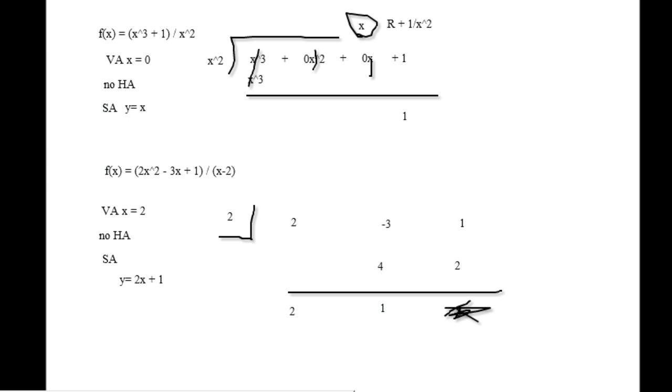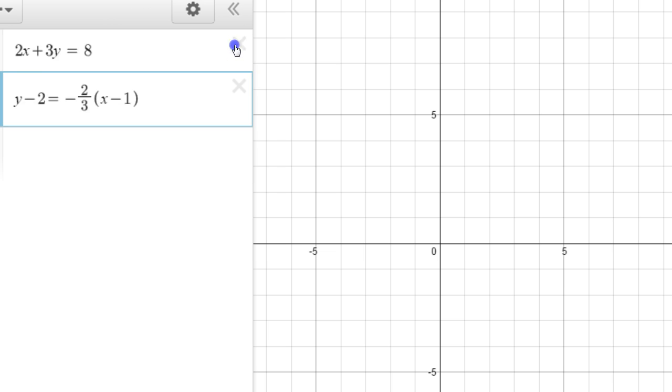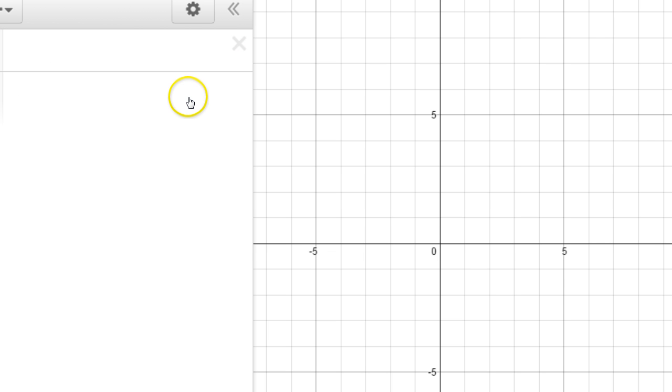All right, guys, that's it for working with rational functions. Desmos should be really easy to work with on this. You are going to have to test out your slant, vertical, and horizontal asymptotes with a graph just to make sure you're right.